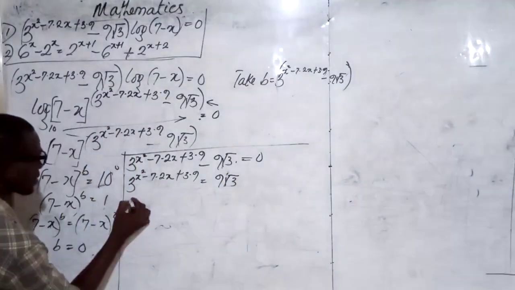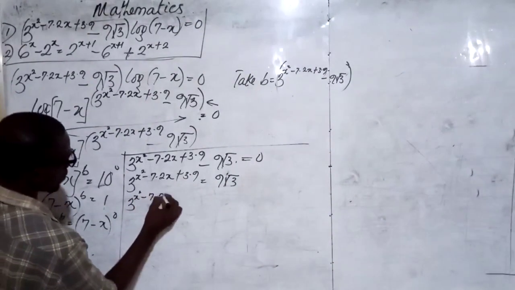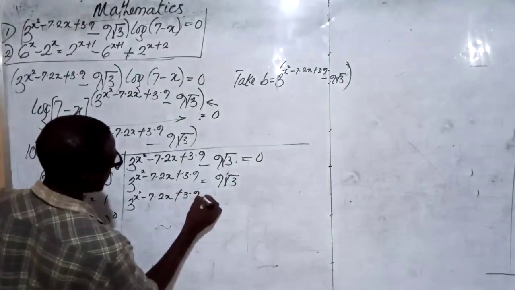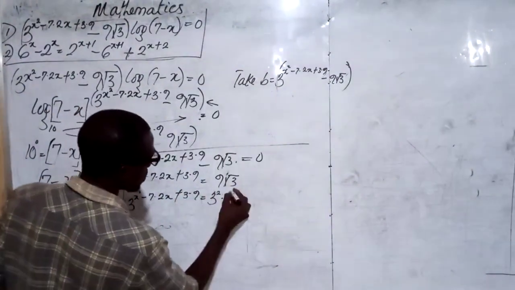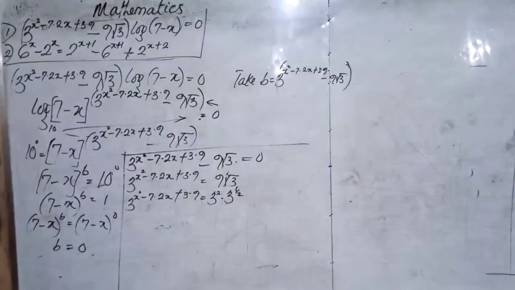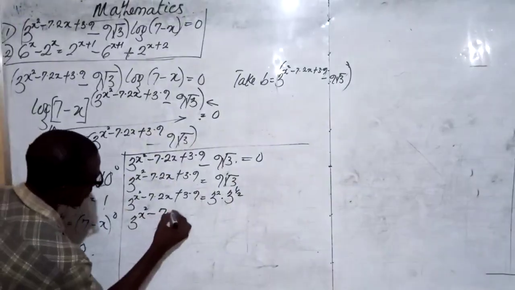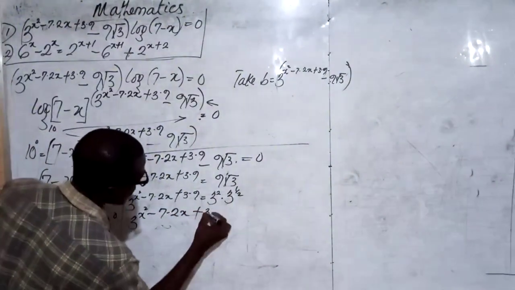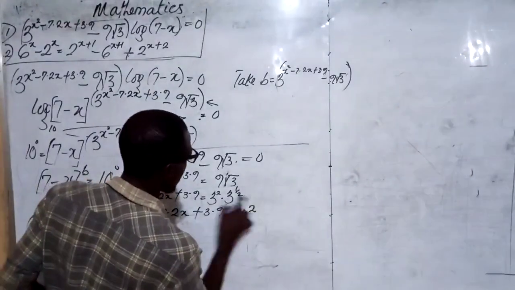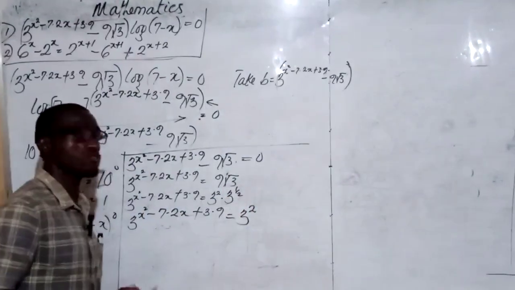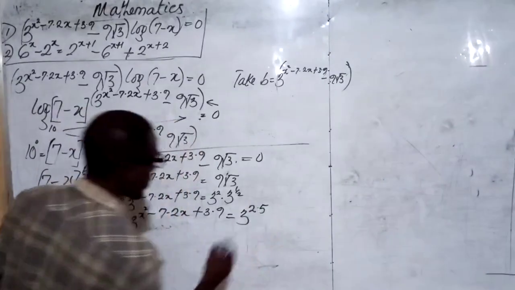So from here, what do I have? Let's make everything be in the base of 3. So 3 raised to the power x squared minus 7.2x plus 3.9 is equal to, now this is 3 raised to the power 2, and this is 3 raised to the power half, isn't it? Good. So what does this become? 3 raised to the power 2.5. 2 plus half is 2.5. Because we have fractions there, decimals here, let's use decimal here too.